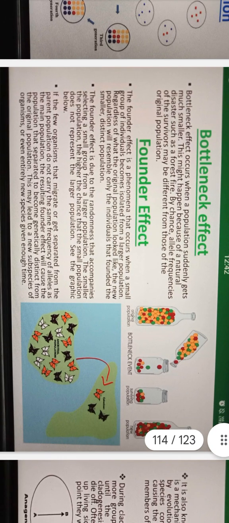Bottleneck effect. The bottleneck effect occurs when a population suddenly gets much smaller. This might happen because of natural disasters such as a forest fire. By chance, allele frequencies of the survivors may be different from those of the original population.